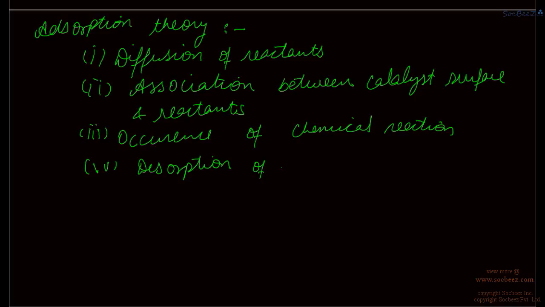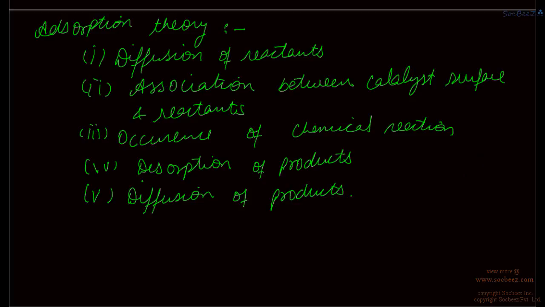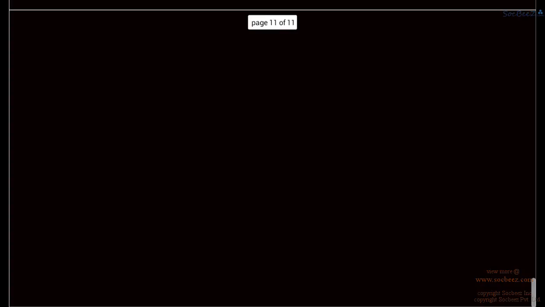The opposite of adsorption is desorption of products away from catalyst surface, and finally diffusion of reaction products away from catalyst surface. This is how the adsorption theory works in case of catalysis. So okay, now let's discuss the colloid state, another concept in this chapter.